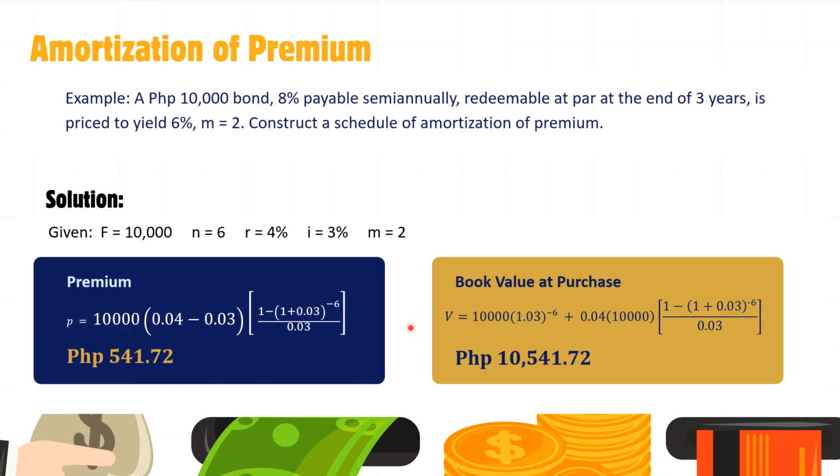For the book value at purchase, the value is equal to 10,000 multiplied by 1.03 raised to negative 6 plus 0.04 multiplied by 10,000 multiplied by 1 minus 1.03 raised to negative 6 over 0.03. That would be equal to 10,541 pesos and 72 centavos.